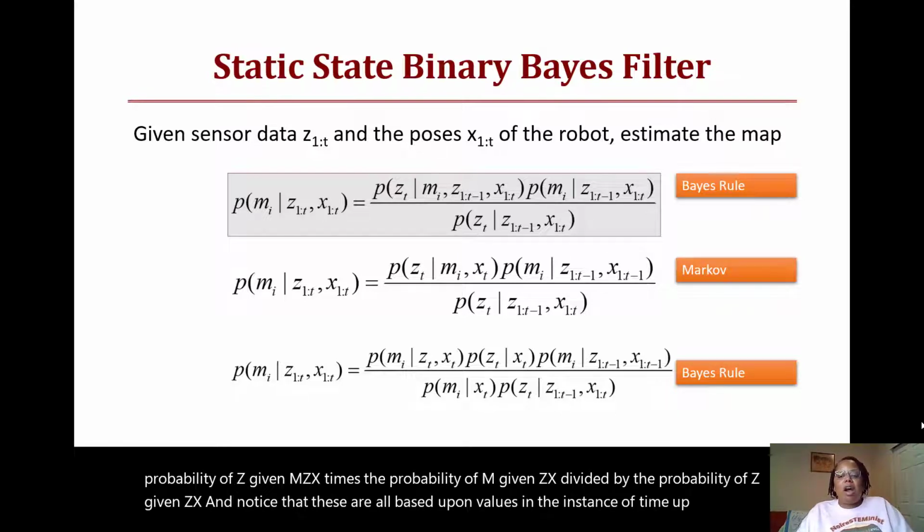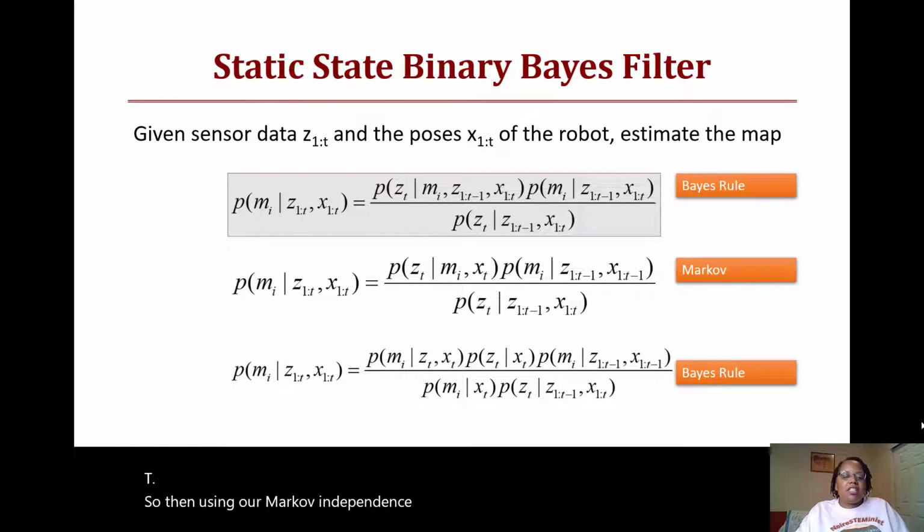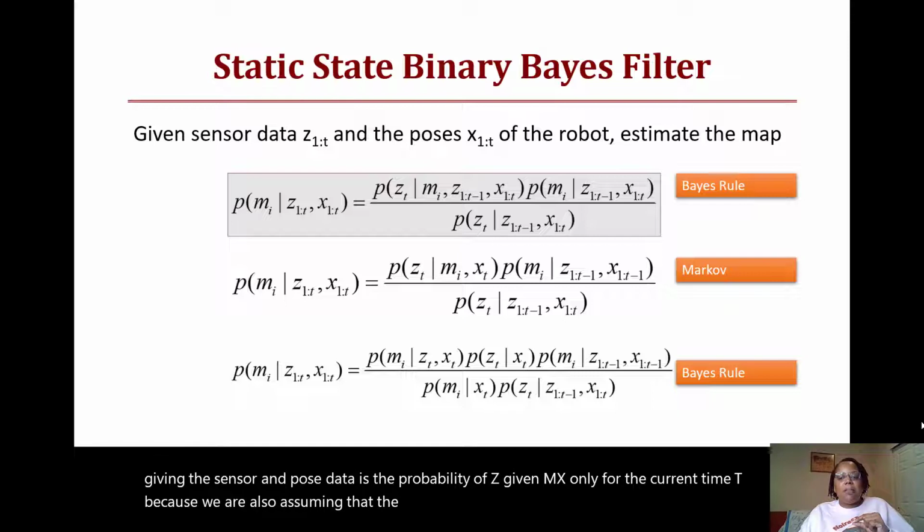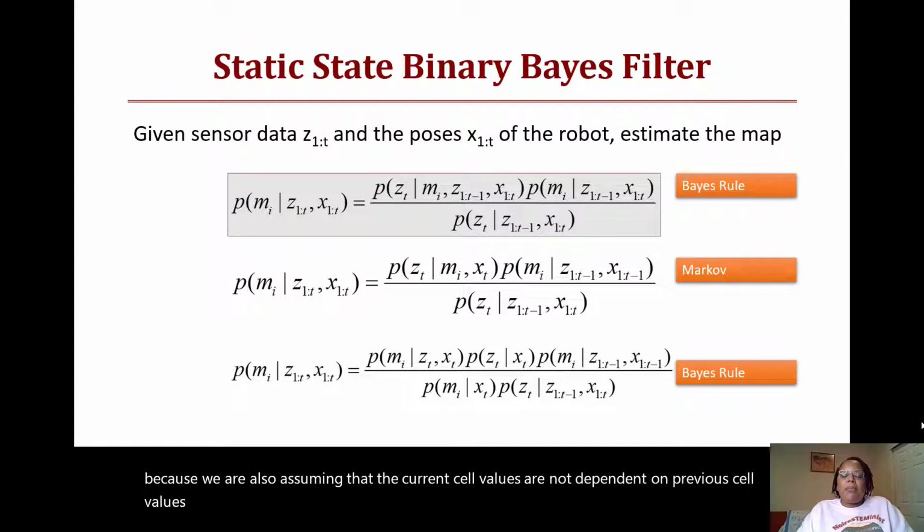Then using our Markov independence assumption, we can rewrite this as the probability of m given the sensor and pose data is the probability of z given m and x only for the current time t, because we are also assuming that the current cell values are not dependent on previous cell values because it's static, and the probability of m given z and x over the probability of z given z and x.